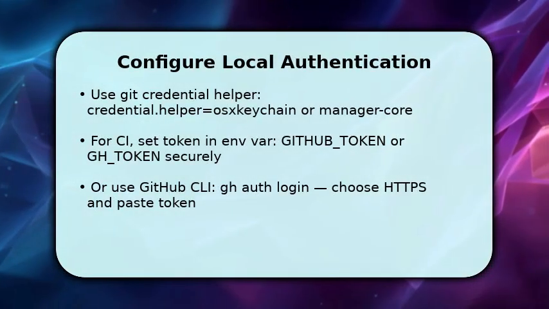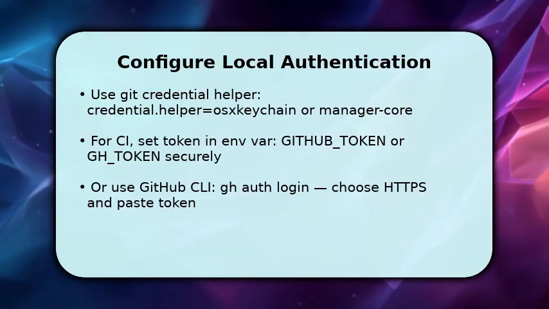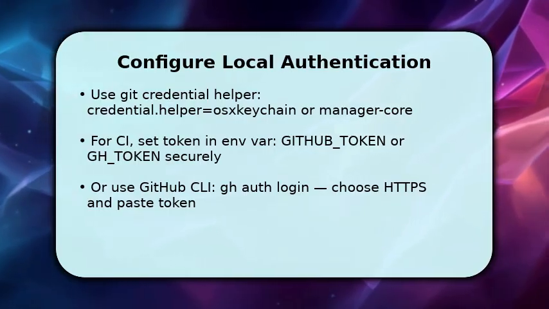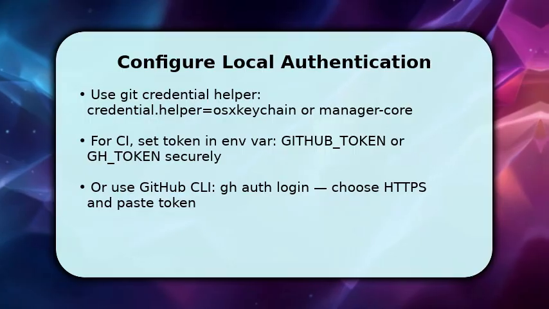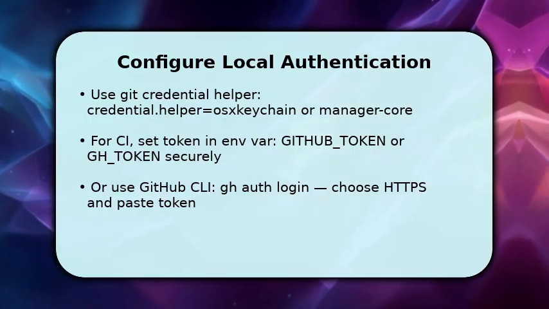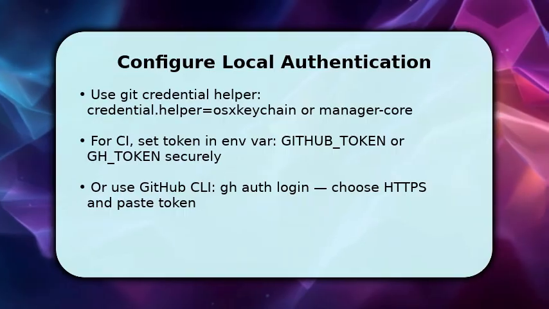You now configure how Git uses the token. For local machines, enable the system credential helper so Git stores the token securely. Run git config --global credential.helper manager-core or osxkeychain.